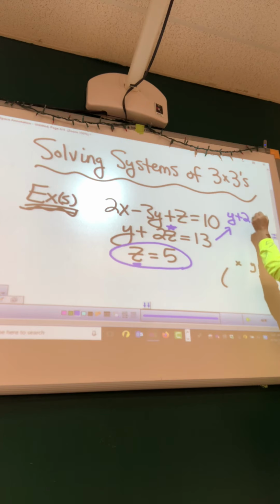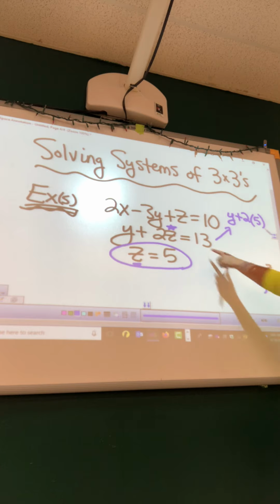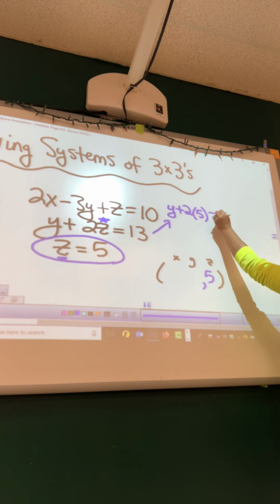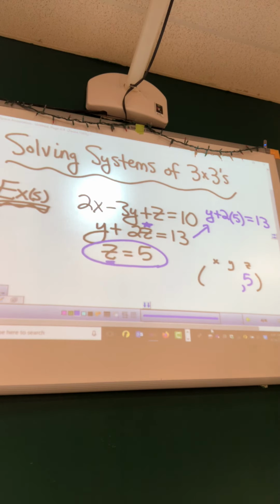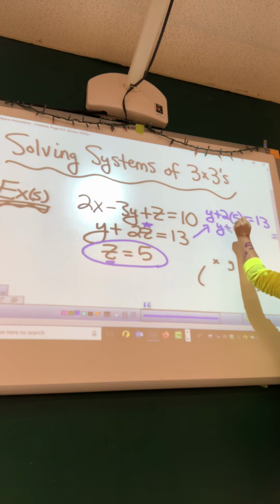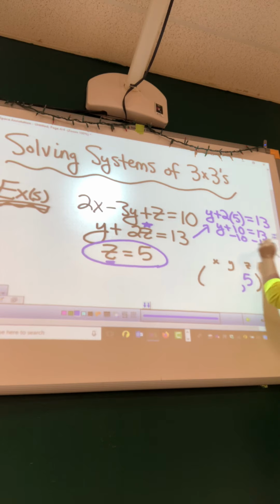Y plus 2 times the z of 5. So this one is using substitution. Most of the time we're going to do a double elimination and then a substitution, and I'll explain that when we do a little harder example next time. And then we have equals 13 still. And we're going to go ahead and work it out for y. So it looks like we have y plus 10 equals 13. I'm going to subtract 10 from both sides, and we get y equals 3. Is that good math? Yeah?